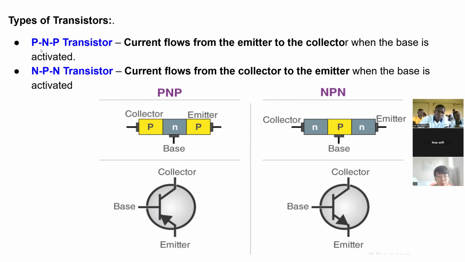Okay. So in a PNP transistor, current flows from the emitter to the collector when the base is activated. You can see the electric current flowing from the emitter to the collector. You can see the arrow. So PNP is from emitter to collector, you can write it like that. And NPN is from collector to emitter.